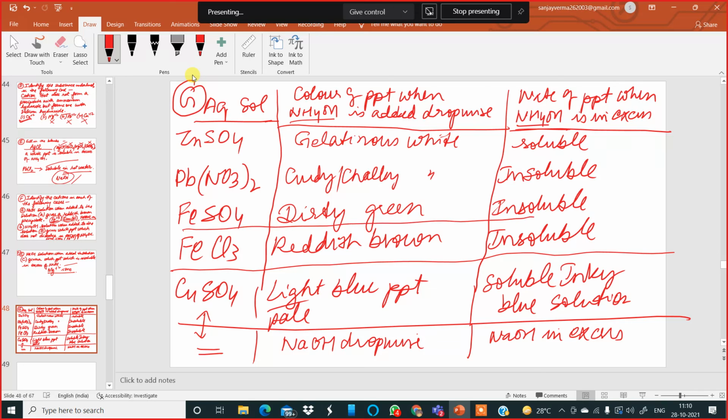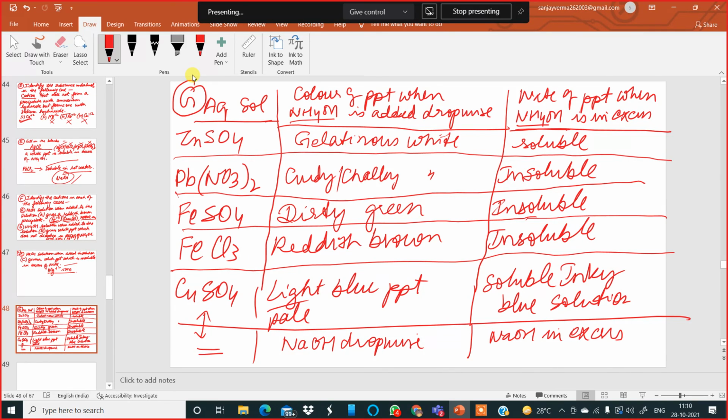Now I am giving this in order to save you from the multiple choice questions, so that with this chart you can attempt all the multiple choice questions asked from this part of the chapter. Like they can ask you, when ammonium hydroxide is added dropwise to zinc sulfate, what is the color of the precipitate? They can give you four options: curdy white, chalky white, gelatinous white, dirty green. So choose the correct answer.